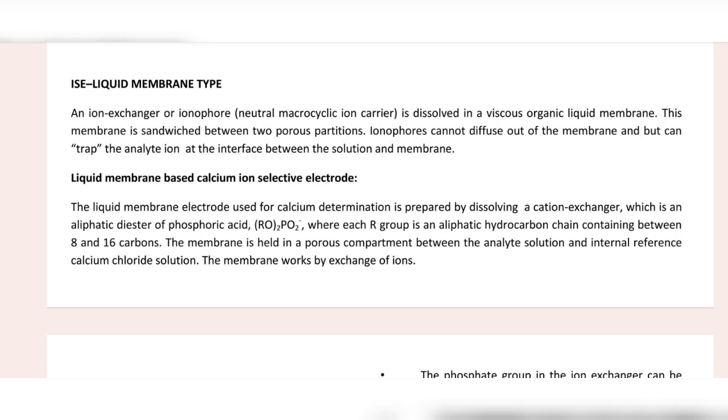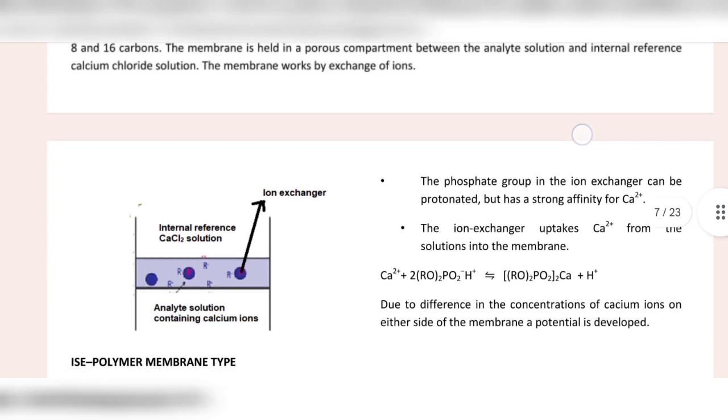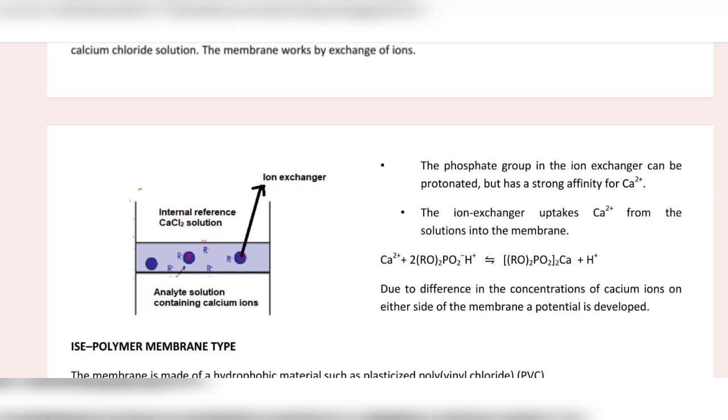The membrane is held in a porous compartment between the analyte solution and the internal reference calcium chloride solution. The membrane works by exchange of ions. So here the aliphatic diester of phosphoric acid is dissolved in an organic solvent and entrapped in a porous compartment, and then it becomes a liquid membrane. This is the representation of that liquid membrane, which lies between the internal reference calcium chloride solution and the analyte solution containing calcium ions.